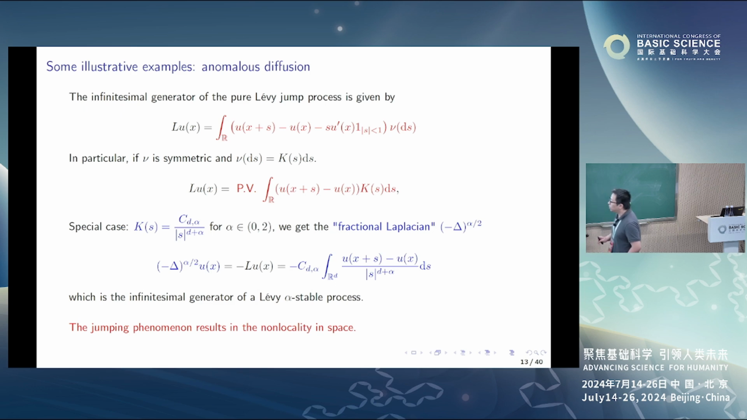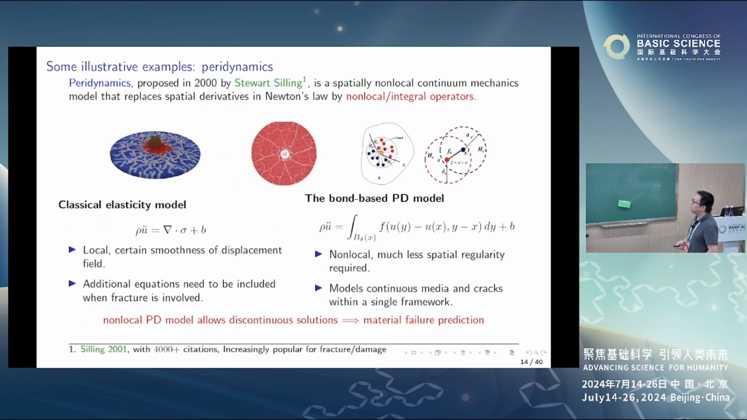Okay, so in this example, we show the nonlocal in time and nonlocal in space model can help us to describe the anomalous diffusion, right? And the next example is the modeling in the fracture mechanics, okay? And this model is called peridynamics.